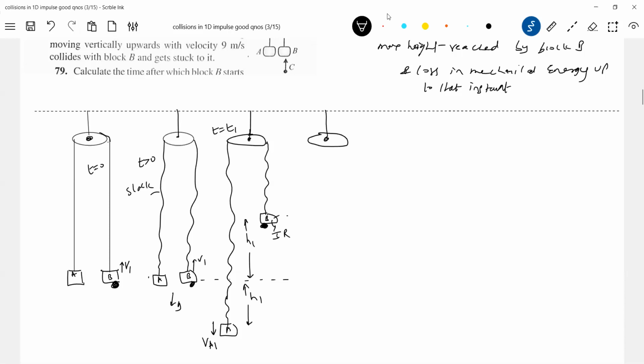Very next moment, you see that the string will be slack here. The ends of the string now have different velocities. You can see that block A will try to move down because of its velocity, and block B also cannot ascend further up because of the weight, so it will try to move down. So the string will become taut. Suddenly the string will become taut.